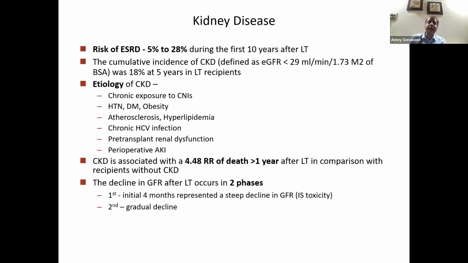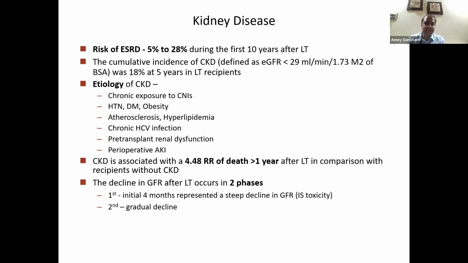And the cumulative incidence of somebody developing chronic kidney disease post-transplantation at around 5 years is 18%. Why does this happen? It is because these patients use immunosuppressive drugs, especially the calcineurin inhibitors, which are the backbone of immunosuppressive therapy post-transplant. Some of these patients might have diabetes, hypertension, obesity pre-transplant, which predisposes them to more kidney disease.